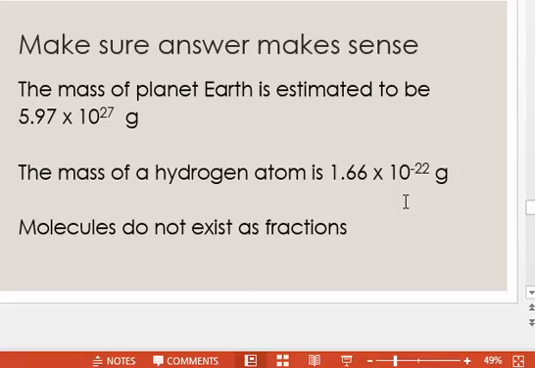When you are calculating the mass of a very small particle in units of grams, the value is going to be very, very small. For example, the mass of a hydrogen atom is 1.66 times 10^-22 grams. If you end up with a negative exponent for a number of particles, your answer is wrong. Particles are whole and counted. They do not exist in fractions or negative exponents.